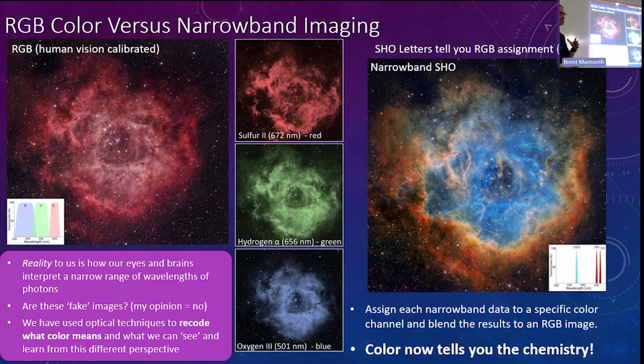So this one kind of comes back to something that almost frustrates me, is that reality to us is how our eyes and brains interpret the photons coming in based on how our eyes work. So is that a fake image? Like sometimes you'll hear that called a false color image. No, I'm not a big fan of that name. I really see that what we've done is we've used optical techniques to recode what color means. And if you look at it in that light, there's so much more that you can learn from these images as to what's going on.